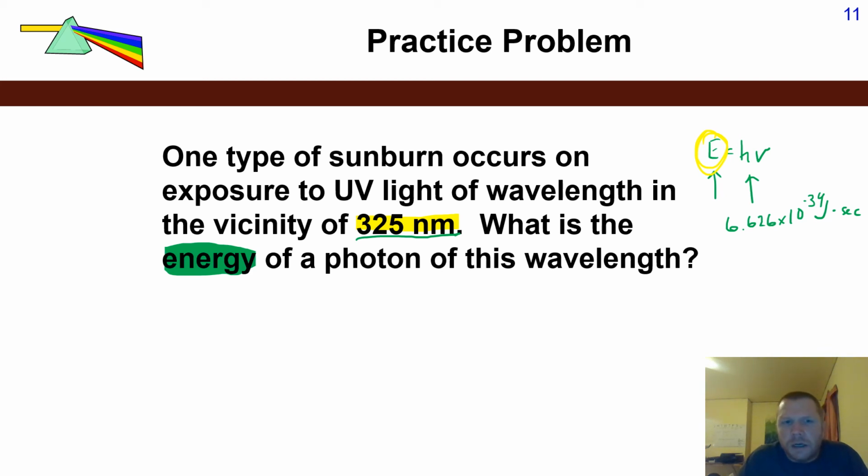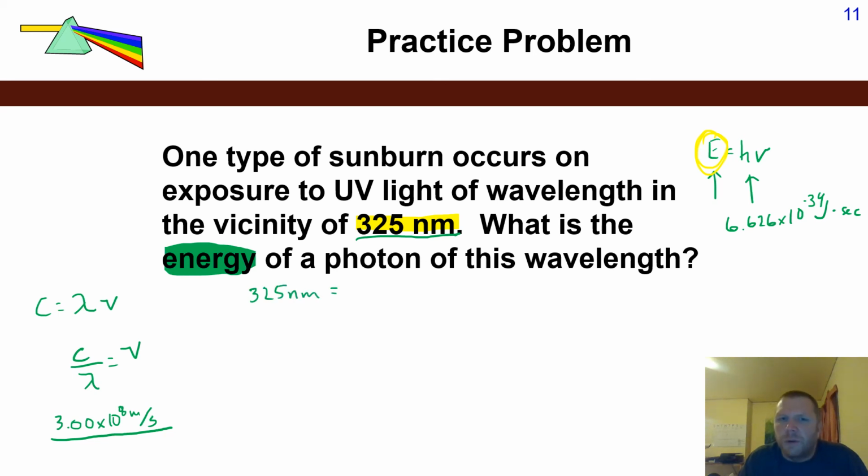So now what I know that I need to do is use my other equation, which is c equals lambda times frequency. And my frequency, my v there, that's what I'm solving for. So I'm going to rearrange this equation: c over lambda equals frequency. Do I know my c value? Yes, I do. That's the speed of light. It is always 3.00 times 10 to the 8th meters per second. My lambda is 325 nanometers.